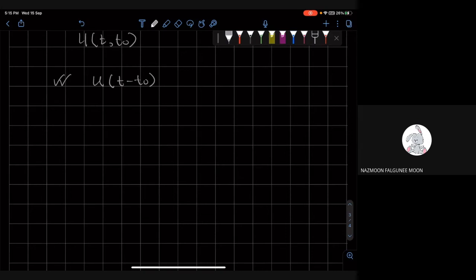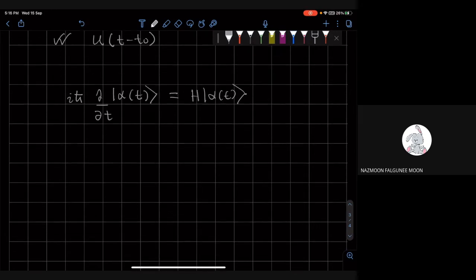It is so important. So this is the Schrodinger equation in its abstract form. i h bar, the time derivative of some state, is given by the Hamiltonian operator acting on that state, right? But the initial condition is that at time t equals t0, this state starts off at the state alpha, t0. This is my initial condition.